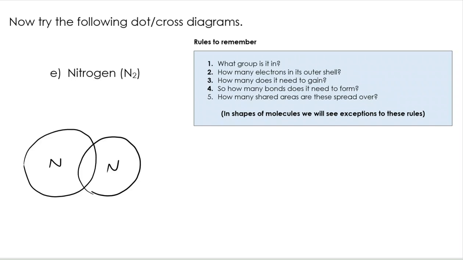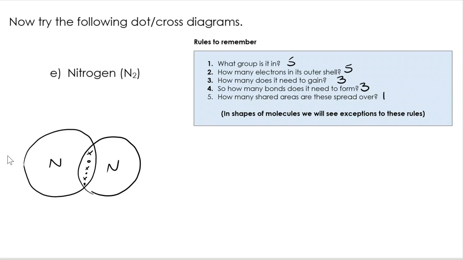So let's draw it out. You can see that there's an N bonded to another N. Nitrogen is in group 5, which means it has 5 electrons in its outer shell, which means it needs to gain 3 to get a full outer shell, which means it needs to form 3 covalent bonds. But there's only 1 shared area. So all 3 of those covalent bonds go in the same shared area.